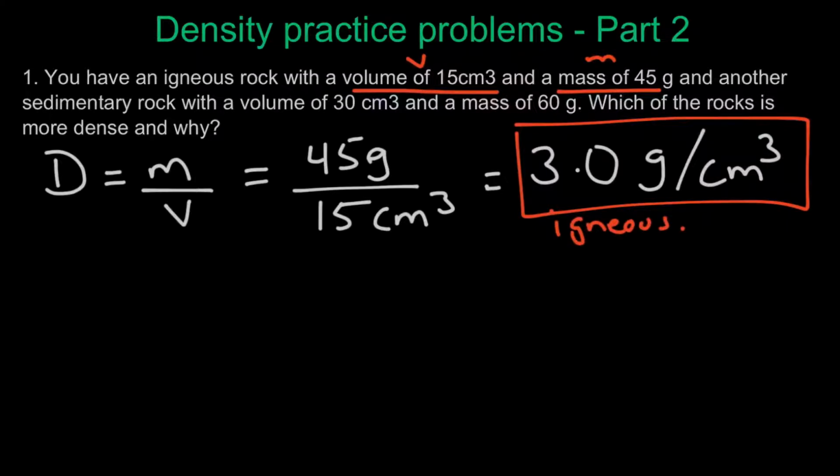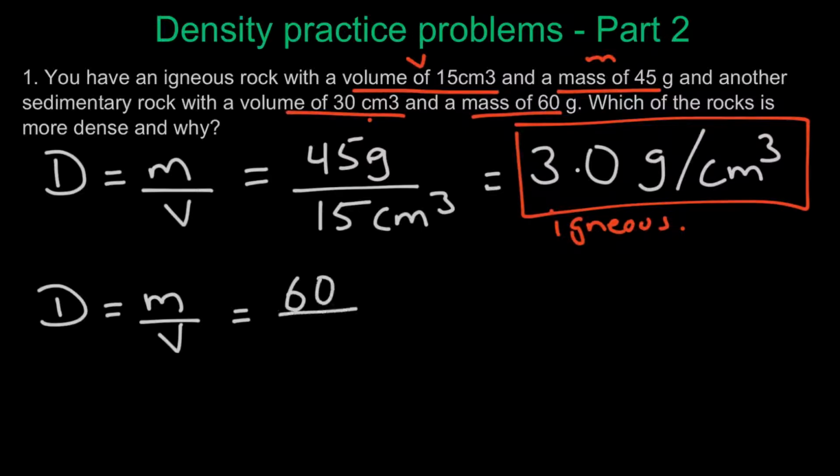Now, if we want to find the density for the sedimentary rock, again, D equals M over V. In the question itself, it says that the volume is 30 centimeters cubed and the mass is 60. So we apply it into the equation, and the mass is 60 grams divided by 30 centimeters cubed, and the answer will be 2 grams per centimeters cubed.